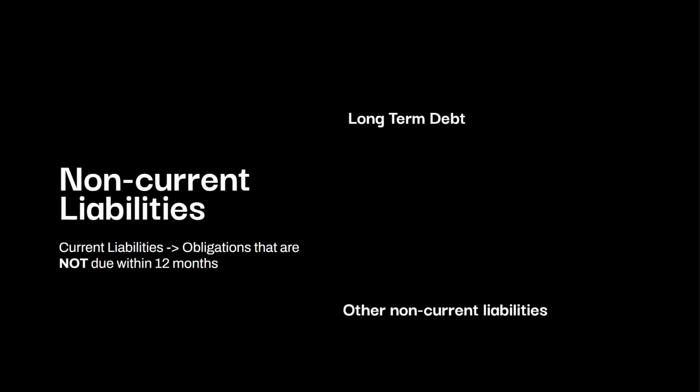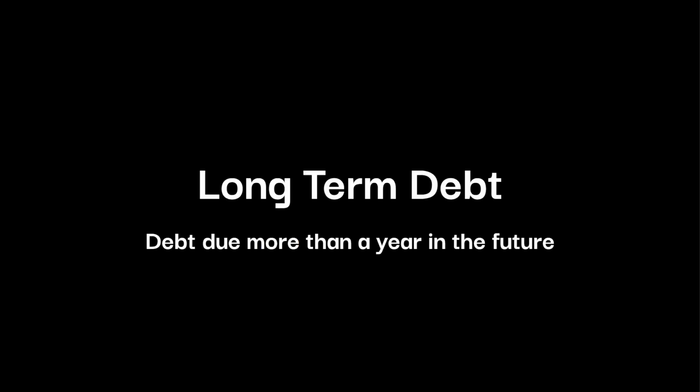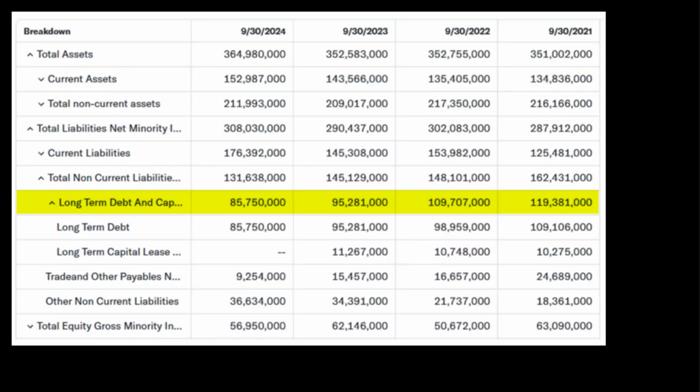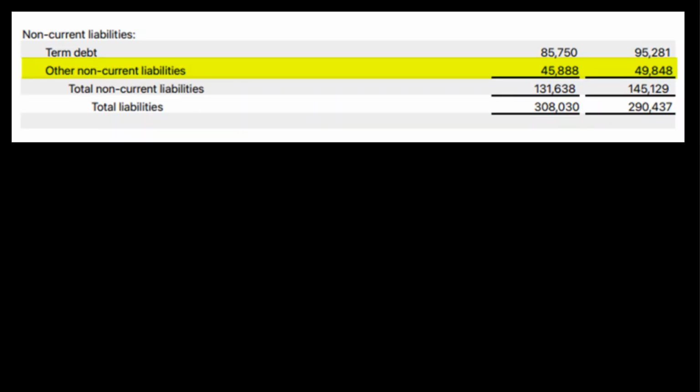Okay, now let's jump into non-current liabilities. Again, non-current means not due within 12 months: long-term debt and other non-current liabilities. Long-term debt is debt due more than a year in the future. You can see term debt over here, 85,750, and we see 85,750 over here. And then other non-current liabilities: we have other non-current liabilities beneath it, 45,888.